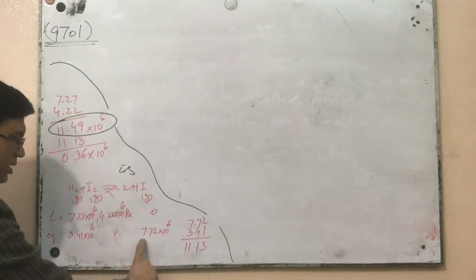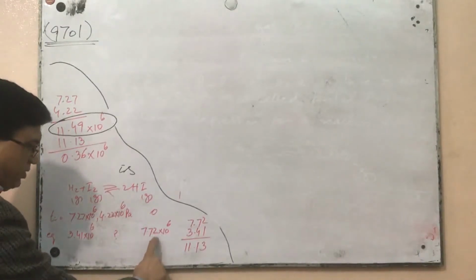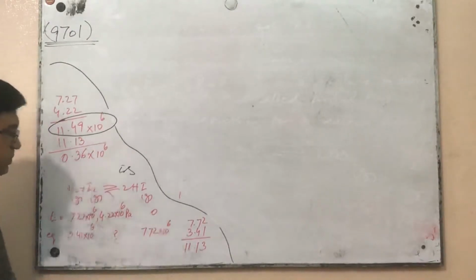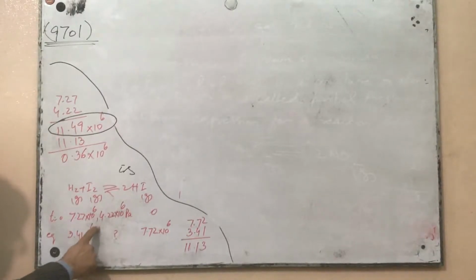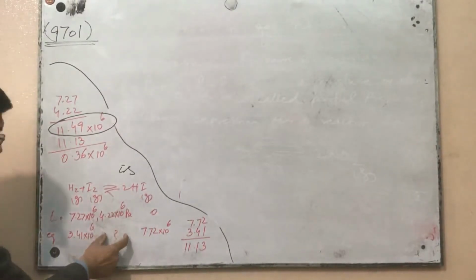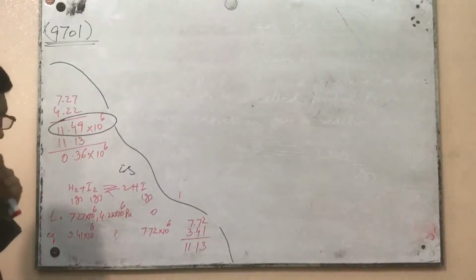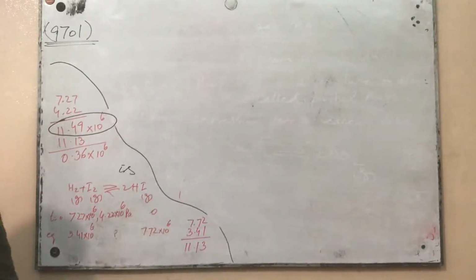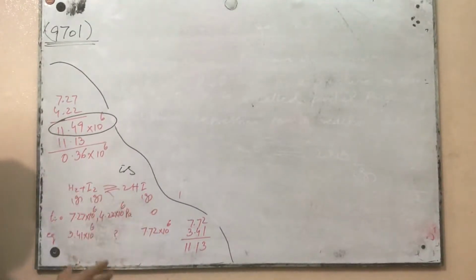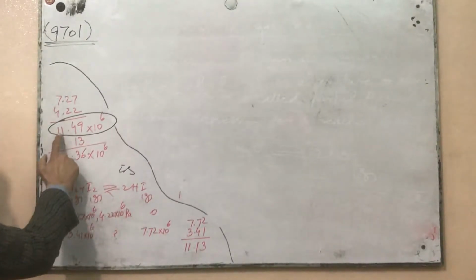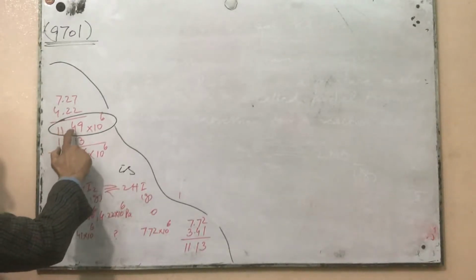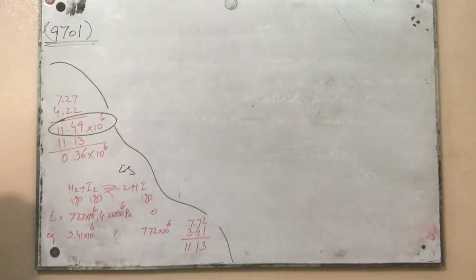Then the hydrogen iodide comes to 7.72 into 10 to the power 6 Pascal, and at equilibrium, the partial pressure of hydrogen comes to 3.41 into 10 to the power 6 Pascal. What is the partial pressure of iodine? Now, as we know that in a mixture, the total pressure exerted by both the hydrogen and iodine is equal to 11.49 into 10 to the power 6 Pascal.